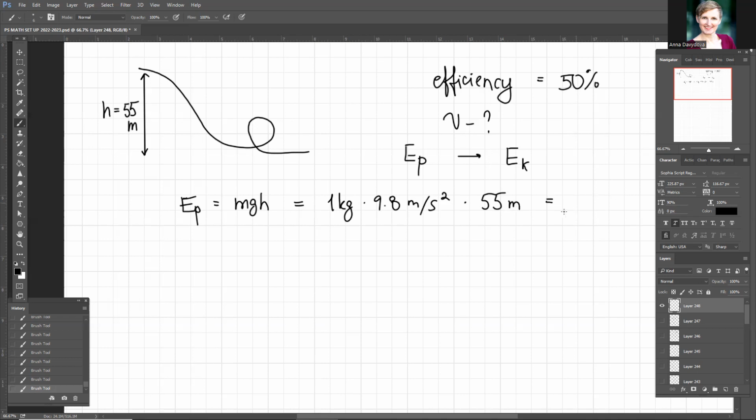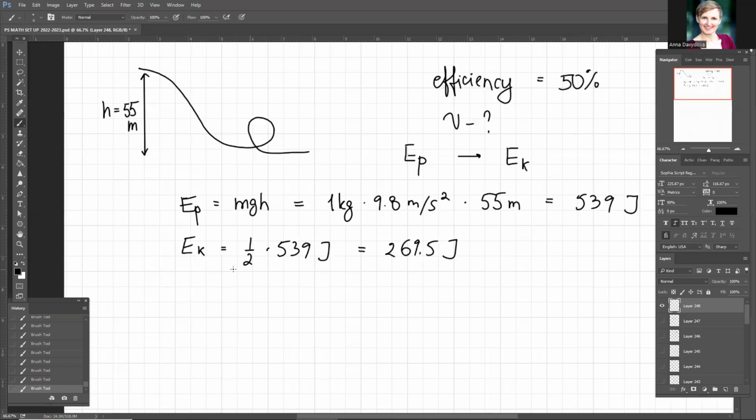keeping the height of 55. So 1 times 9.8 times 55, 539 joules. This is potential energy. Now this energy converts to kinetic, and I wish I could say that kinetic is equal to this number. But no, I have to take half of it. So 1/2 of 539 joules will be 269.5 joules.